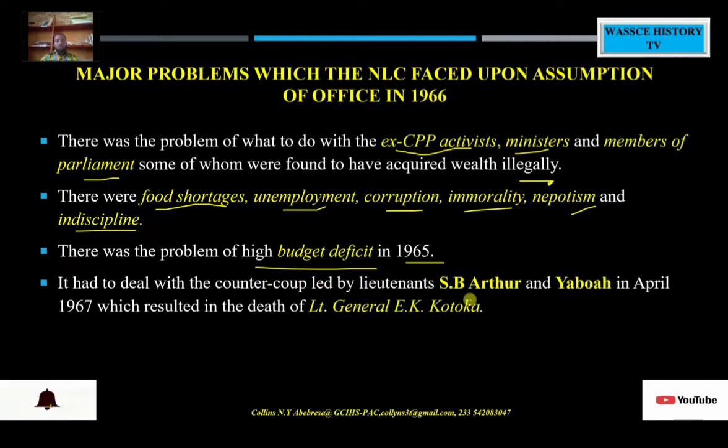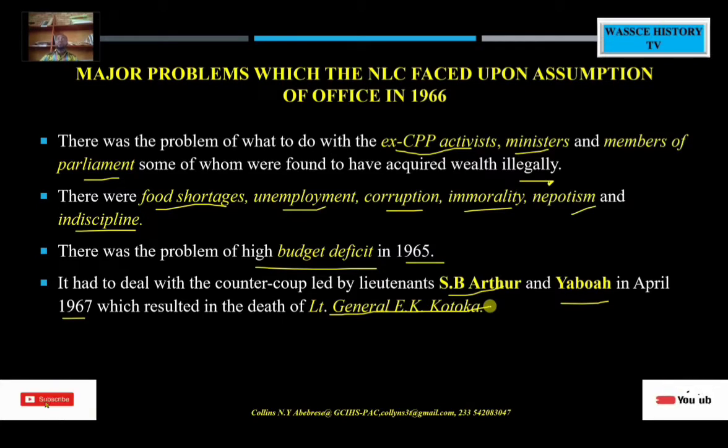Let's go to the next one. They also had to deal with a counter-coup, which was led by Lieutenant S.B. Arthur and Yeboah in 1967. And this resulted in the death of General E.K. Kotoka at the place where we have the Accra International Airport, which was named after him because that is where he was killed.